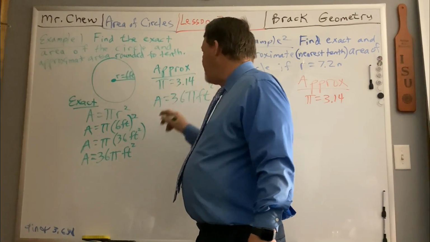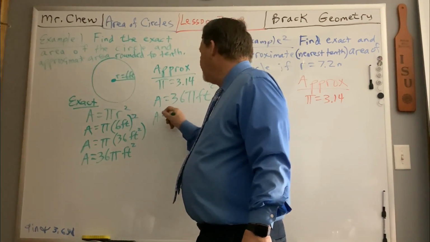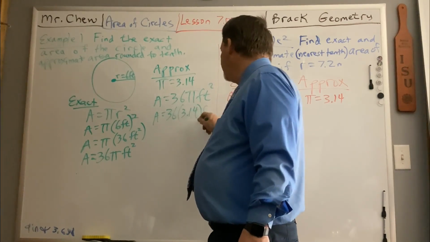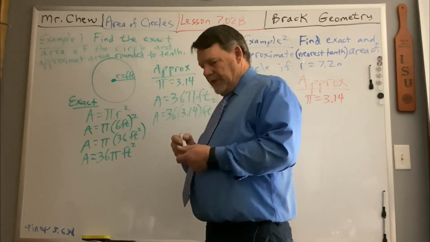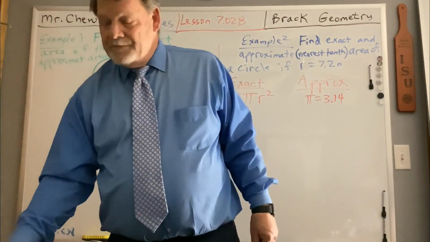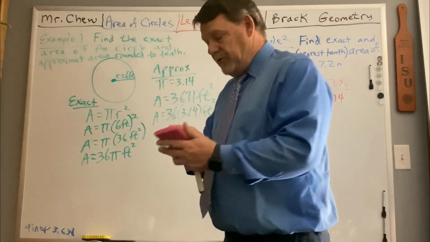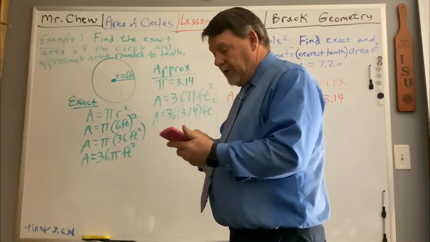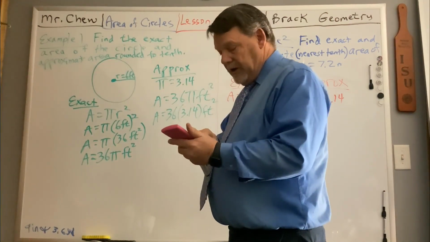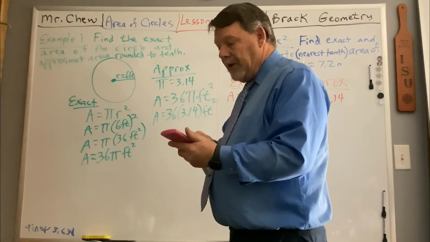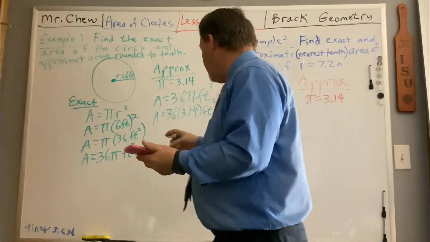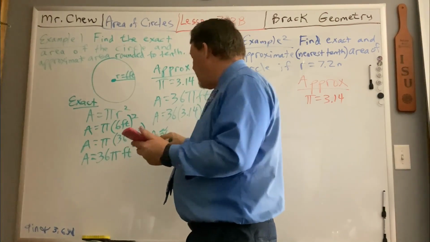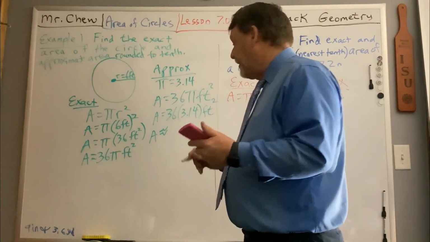And now I'm going to substitute 3.14, and then I'm going to round it to the nearest tenth. Now, here's my issue. I need to use a calculator for this, because in area problems, volume problems, you need to use a calculator. So the area, and this is approximate, so now instead of an equal sign, I put a double, what's called a tilde.